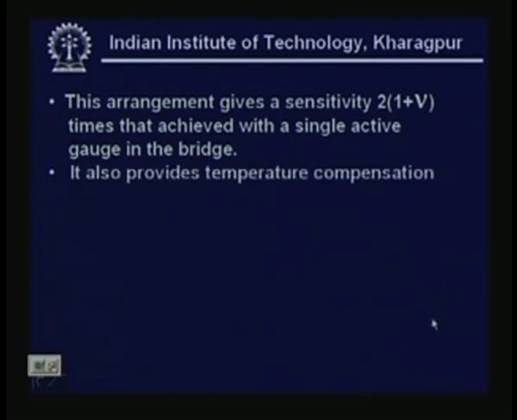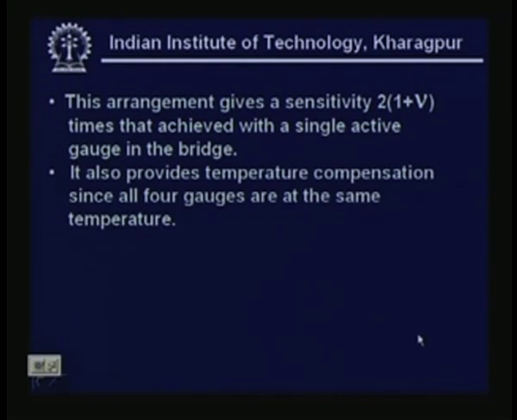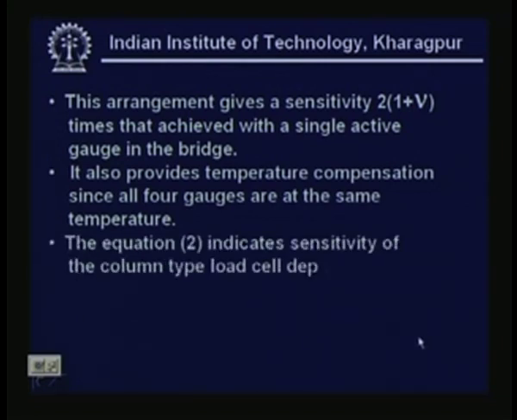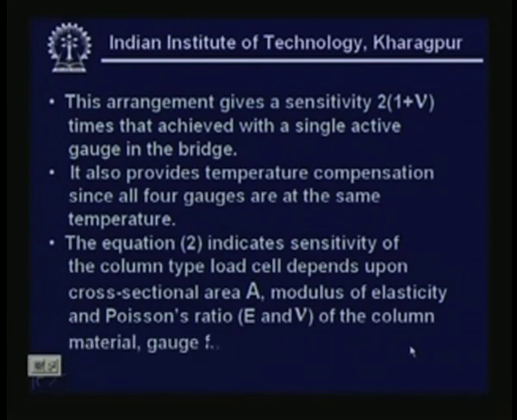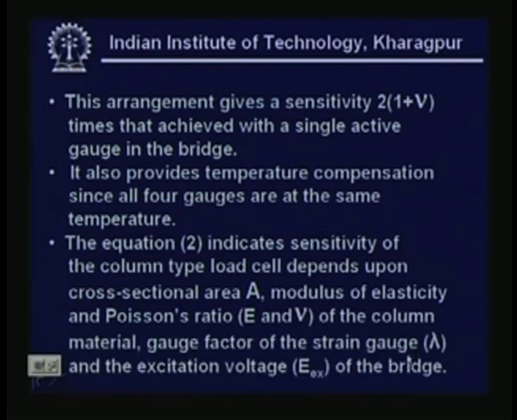It also provides temperature compensation, as I told you earlier, since all four gauges are at the same temperature. The equation for the sensitivity of the column type load cell depends upon the cross sectional area A, the modulus of elasticity and Poisson's ratio of the column, the gauge factor of the strain gauges, that means lambda, and the excitation voltage of the bridge.